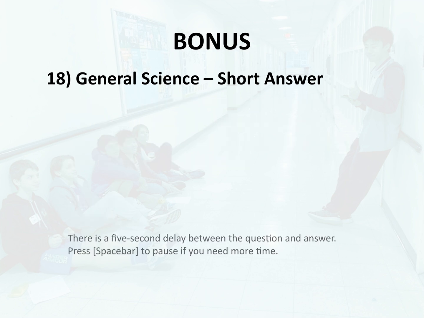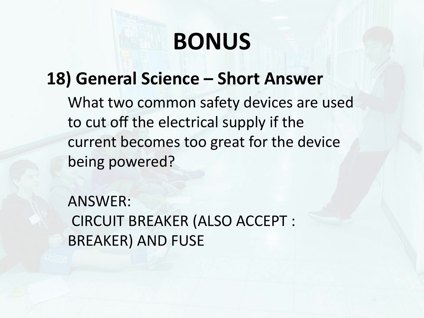Bonus 18. General science, short answer. What two common safety devices are used to cut off the electrical supply if the current becomes too great for the device being powered? Answer: circuit breaker and fuse.